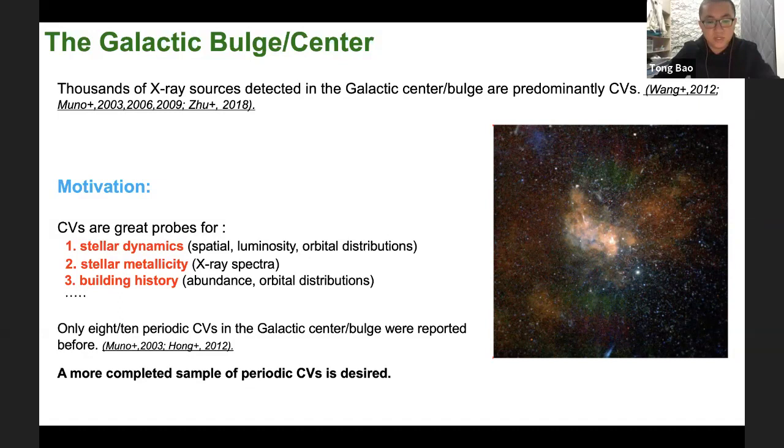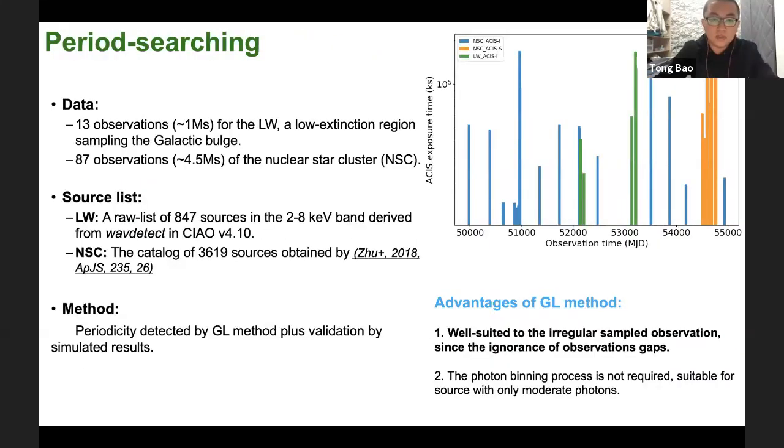While only several CVs were reported before in these two regions with confirmed periods, that motivates us to get a more complete sample of periodic CVs. So our period searching is based on the data accumulated in the last 2 decades for the Limiting Window, a low extinction region sampling the Galactic Bulge, and the nuclear star cluster located at the Galactic Center. And our method is, as we mentioned before, the GL method plus validation by simulated results. The biggest advantage of the GL method is that it ignores observation gaps, which is well suited to irregular sample observations, just like in our case.